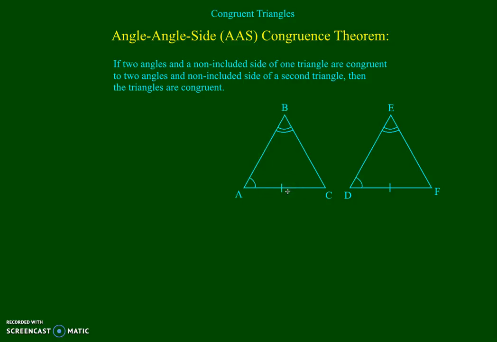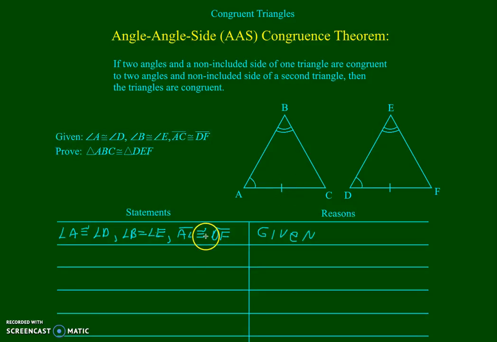Now this theorem might not be intuitively obvious as to why it works, but the proof is fairly straightforward. So let's go ahead and work that out so we can see where the angle-angle-side theorem comes from. I've pulled up our proof grid, and I put in our given statement that angle A is congruent to angle D, angle B to angle E, and AC is congruent to DF. What we have to prove is that these two triangles are congruent.